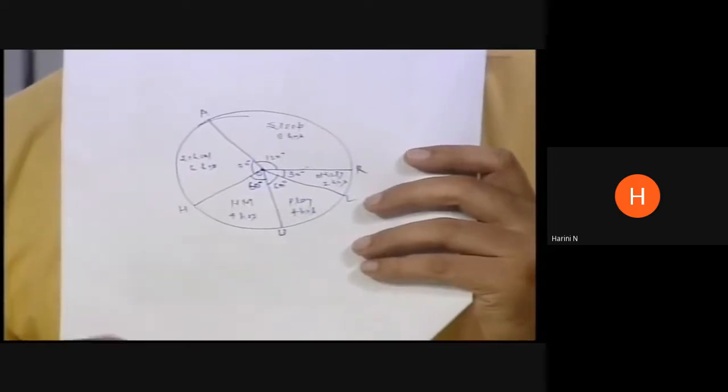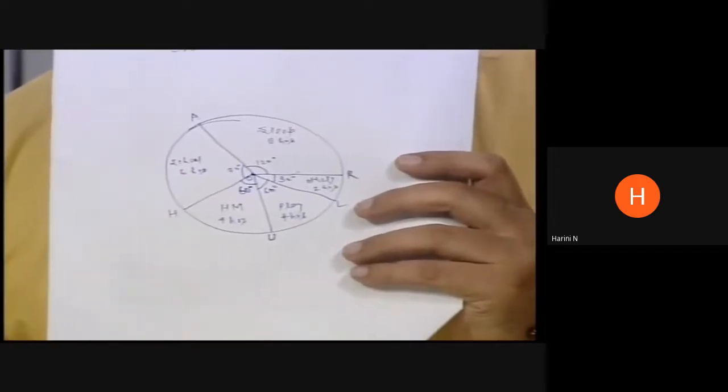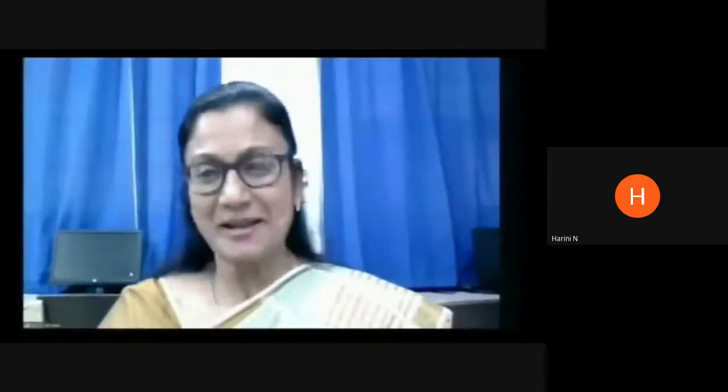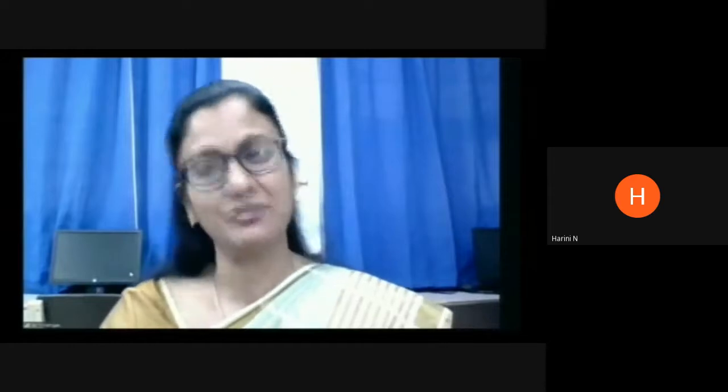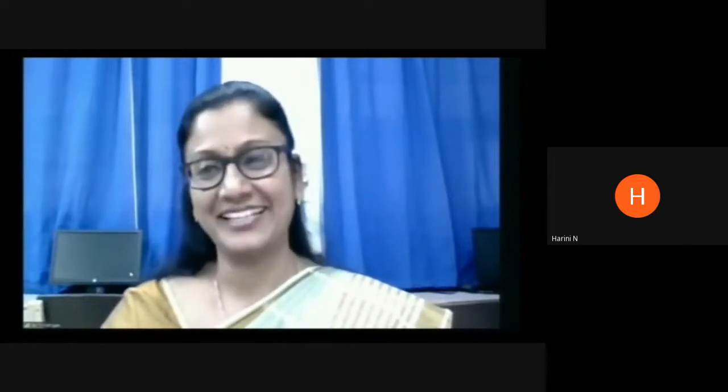Very good. So this is why I have tried without the protractor. Oh, that's very nice. But children have to use their protractor because these are all technical aspects of maths. This is just an example for you, my dear students of class 8.